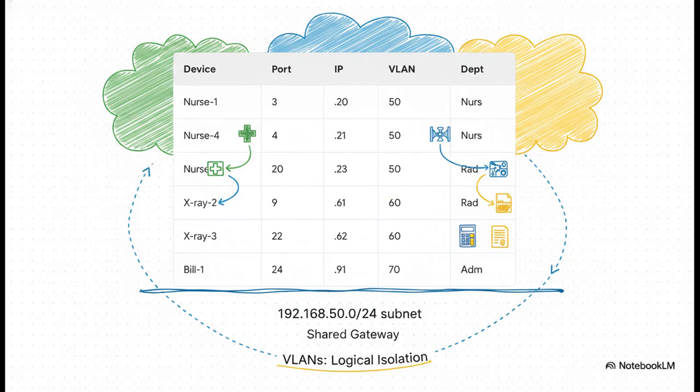Now, what's really fascinating here is the central paradox we're about to solve. We've got 9 active devices spread across nursing, radiology, and admin. And if you look closely at their IP addresses, every single device exists on the exact same 192.168.50.0/24 subnet. They all share the exact same gateway. So the trick here, and really the magic of VLANs, is that we are going to logically isolate these 3 departments without touching or changing a single IP address, not one.